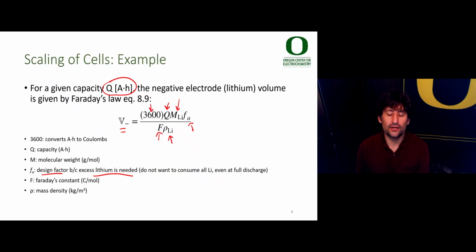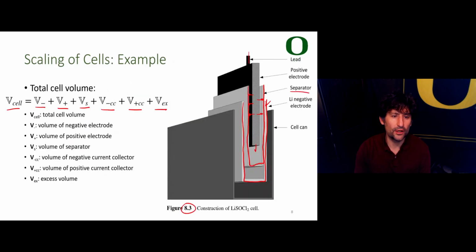3600 is included here in this formula just to convert amp hours to coulombs. So you should work out all the units here and convince yourself this is going to be a volume and what that volume would be depending on what you put in for these various parameters. So this is the volume of just one component of the total cell. That is the negative electrode, the lithium that has to wrap around the positive electrode and separator.